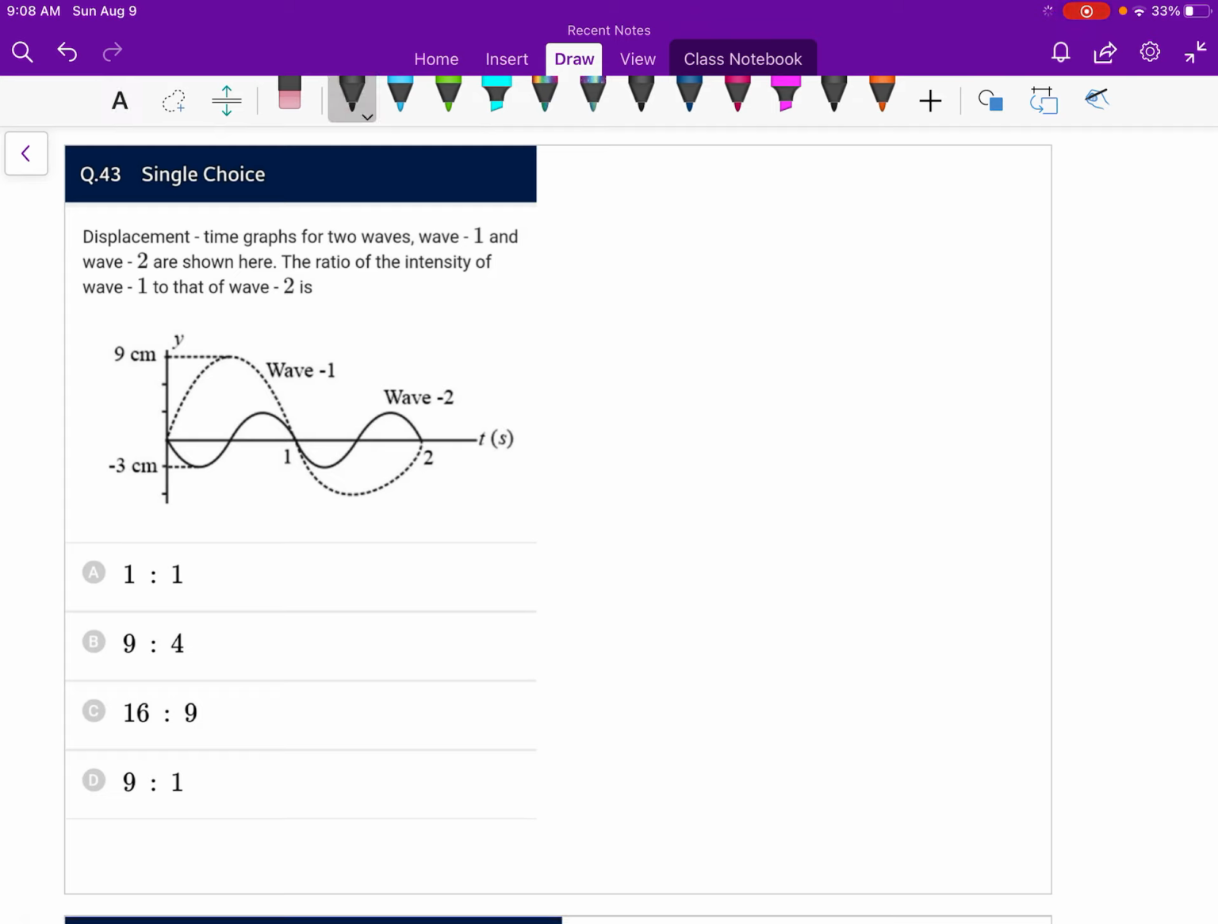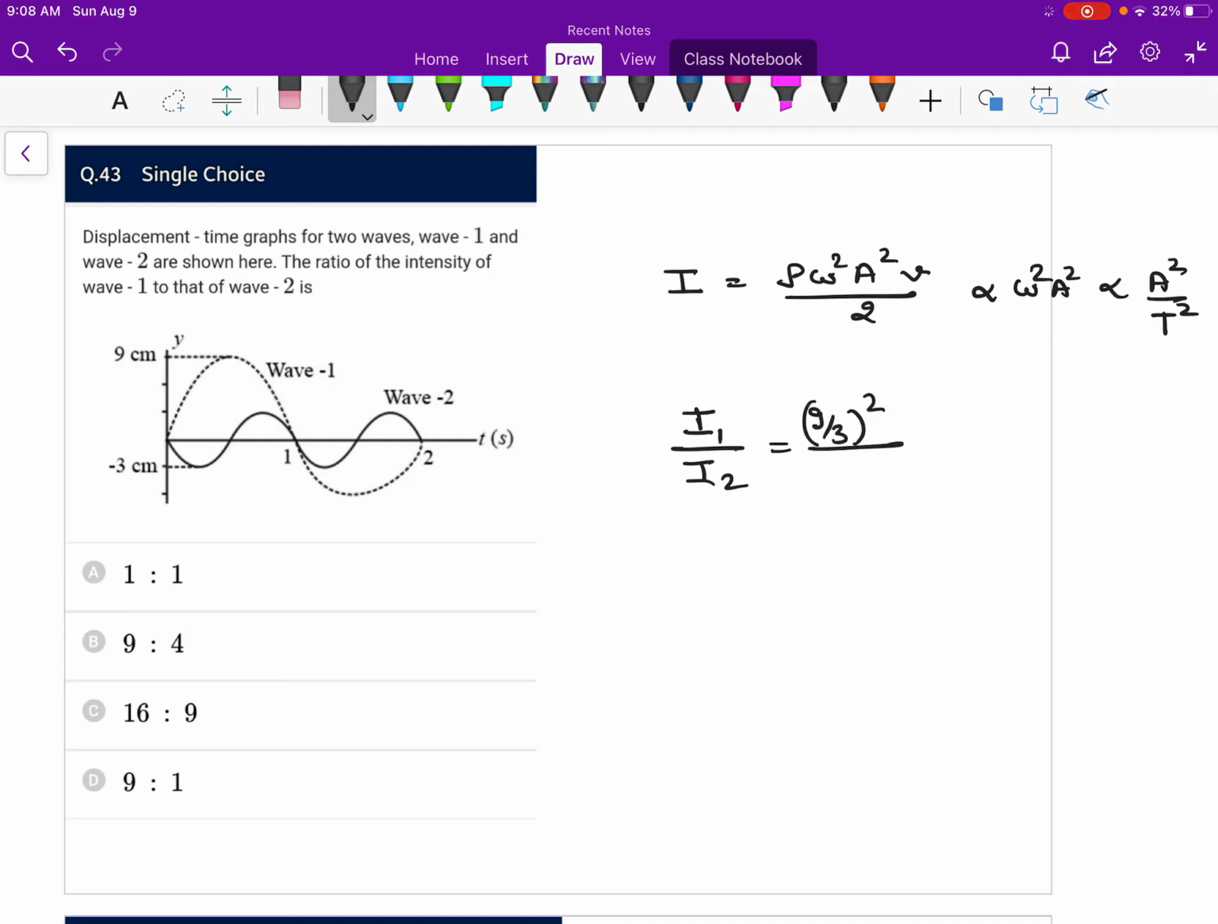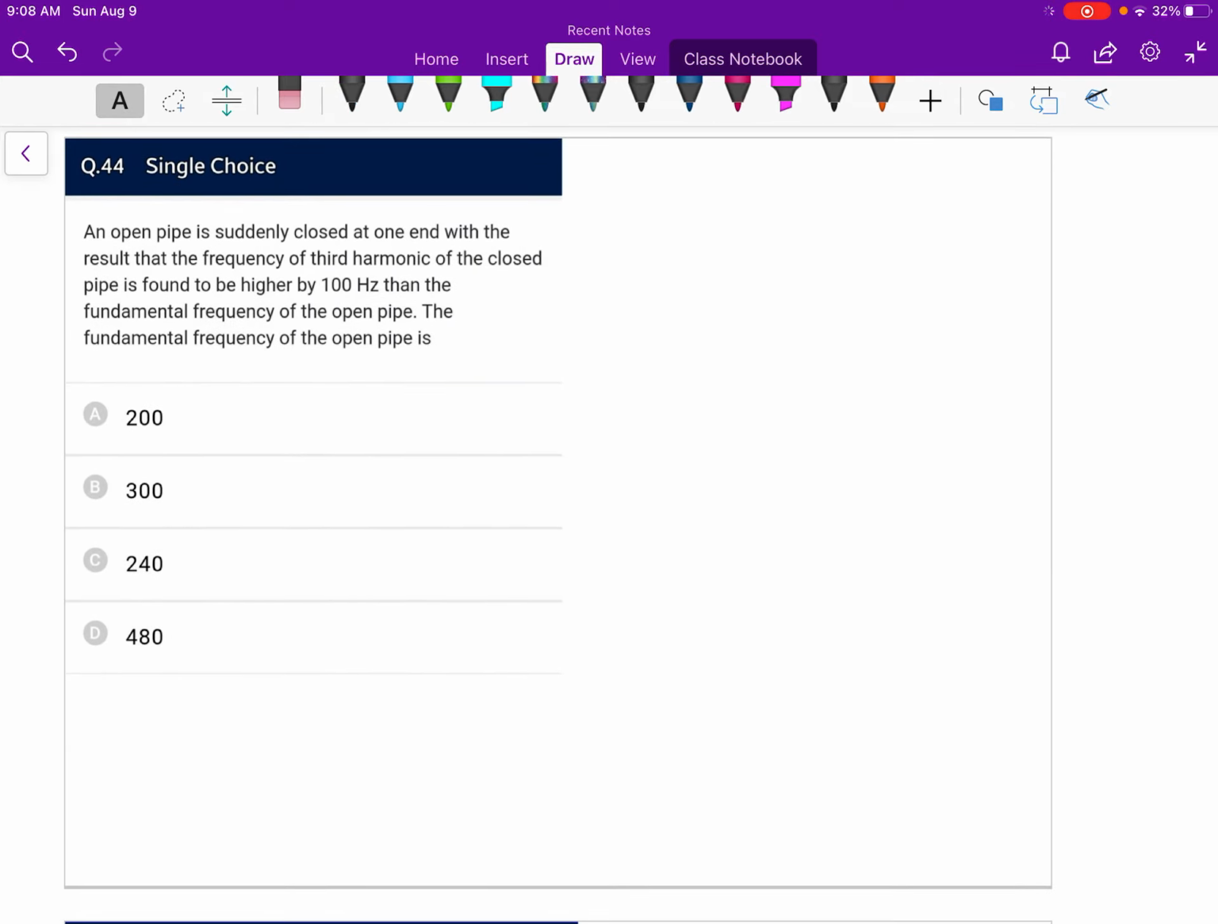Displacement time graph, the ratio of the intensity of wave 1. So intensity of a wave transmitting on a string is rho omega square A square V by 2. As the two waves are on the same string, it is proportional to omega square A square. Now omega is proportional to 1 upon T, so this is proportional to A square upon T square. Okay. So I1 upon I2, amplitude ratio 9/3, so (9/3) squared, and time period ratio 2/1, so (2/1) squared. So this is 9/4. So intensity ratio is 9:4.